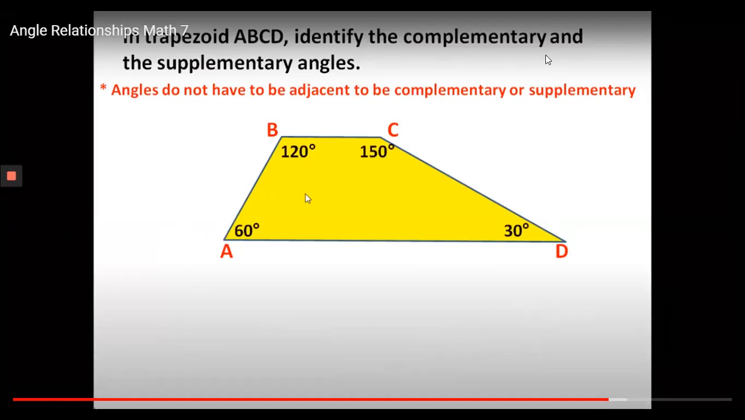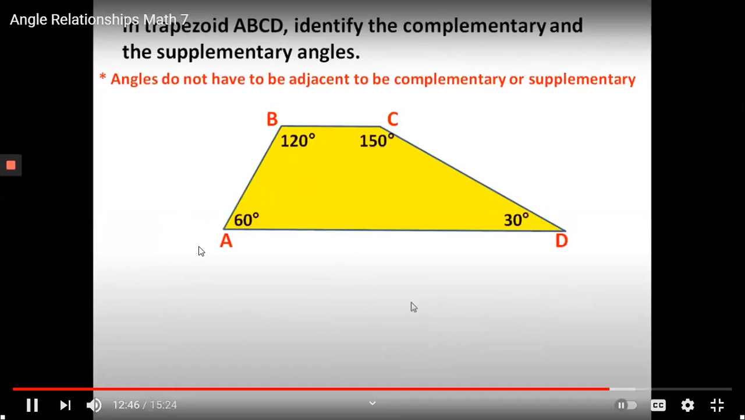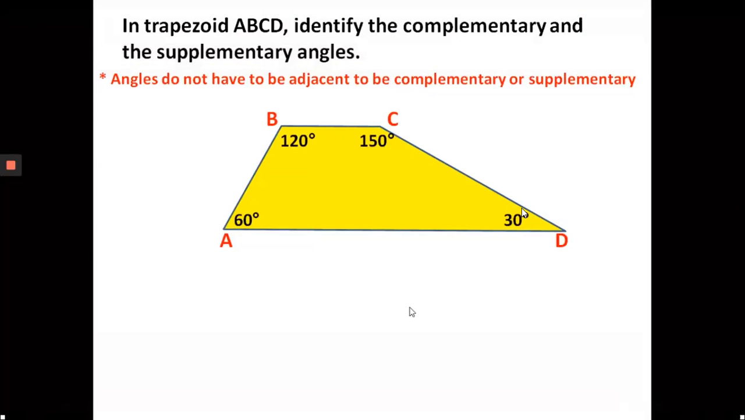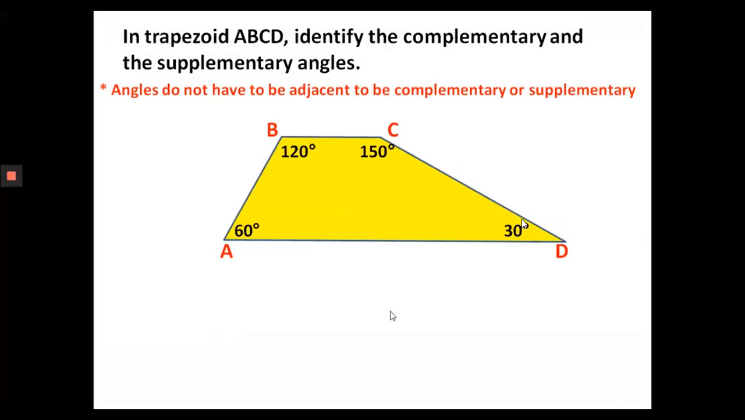Okay, then in this question, a trapezoid ABCD is in front of us. Identify the complementary and the supplementary angles. Angles do not have to be adjacent to be complementary or supplementary. Here are the measurements of your 4 angles, and we need to find which angles are complementary and which are supplementary. So go ahead and pause it.